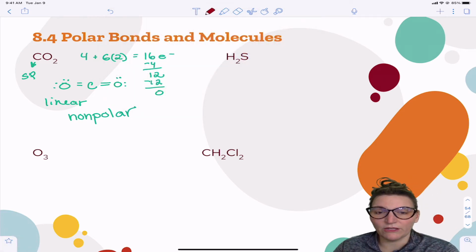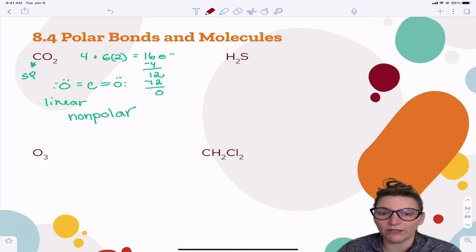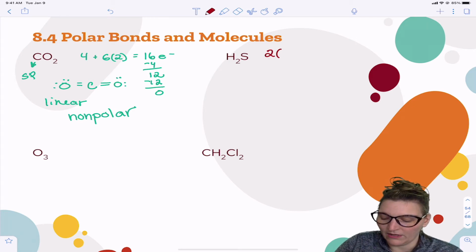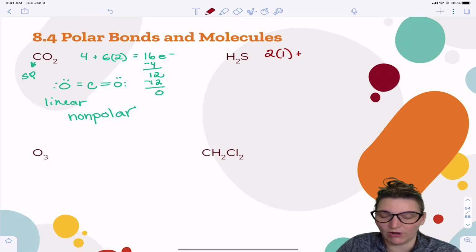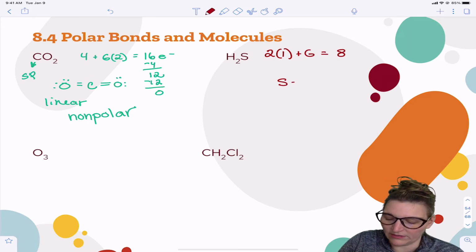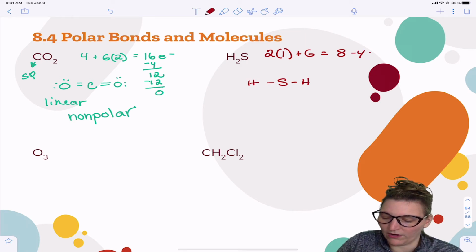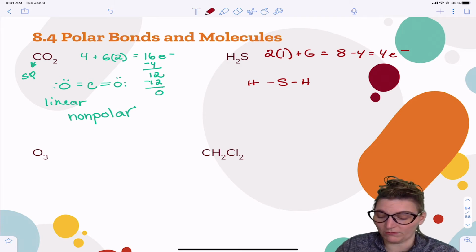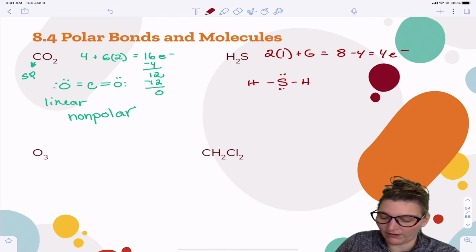The next molecule, dihydrogen monosulfide. Each hydrogen has 1 electron, and there's 2 hydrogen, and sulfur has 6 for a total of 8. Sulfur is the central atom. I use 4 electrons, which means I have 4 left over. I don't need to put any more electrons on the hydrogen because hydrogen is stable with just 1 bond. So I put those 4 electrons on the central atom.